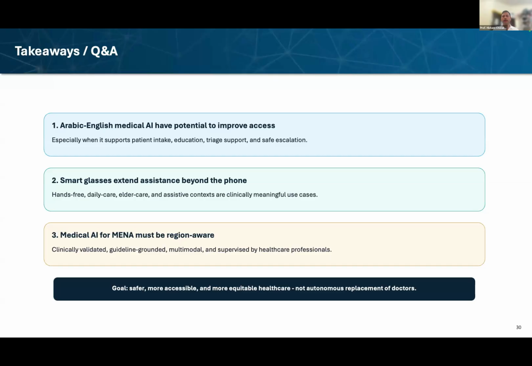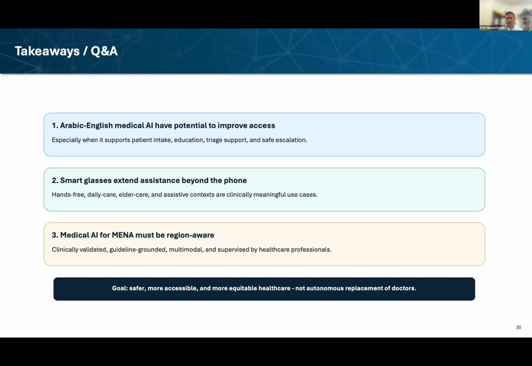So just to summarize what we discussed in today's talk. We talked about building Arabic-English bilingual medical LLMs and how they can be helpful in a clinical workflow, for example to help patients book an appointment and to gather information, so that the doctor can spend their quality time on the physical examination and other important aspects. We also discussed the smart glasses and other wearable devices, the AI for wearable devices we are developing at MBZUAI.